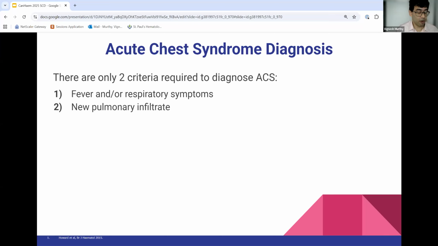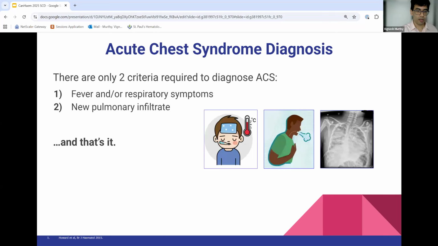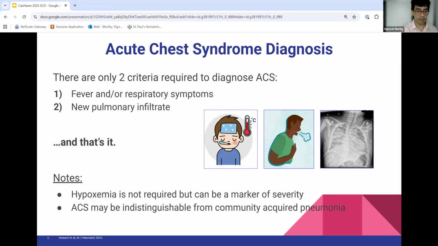And there's only two criteria required to diagnose acute chest syndrome: fever and/or respiratory symptoms with a new infiltrate. So that's it. Fever, symptoms, infiltrate. And you may have a fever and an infiltrate, or just symptoms and an infiltrate, but the infiltrate's important. That's it. So hypoxemia is not required, but can be a marker of severity.